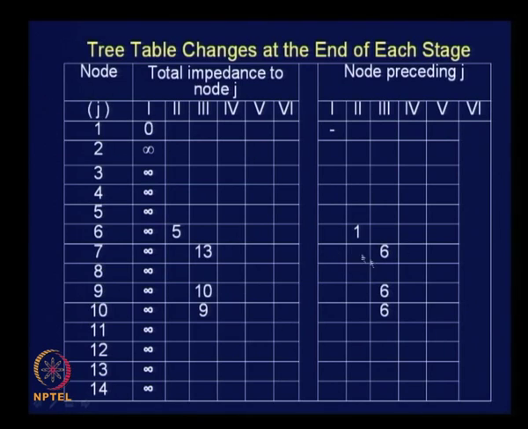We are updating this table to reflect the changes that we have made. Now to reach 7, total impedance to node j is 13 minutes, for 9 it is 10 minutes, for 10 it is 9 minutes. The node preceding 7 is 6, preceding 9 is also 6, and preceding 10 is also 6. Preceding nodes are also written down. These are necessary to finally get the minimum path. That is the idea of writing down the preceding nodes, otherwise you will not be able to get the link connectivity. Clear?